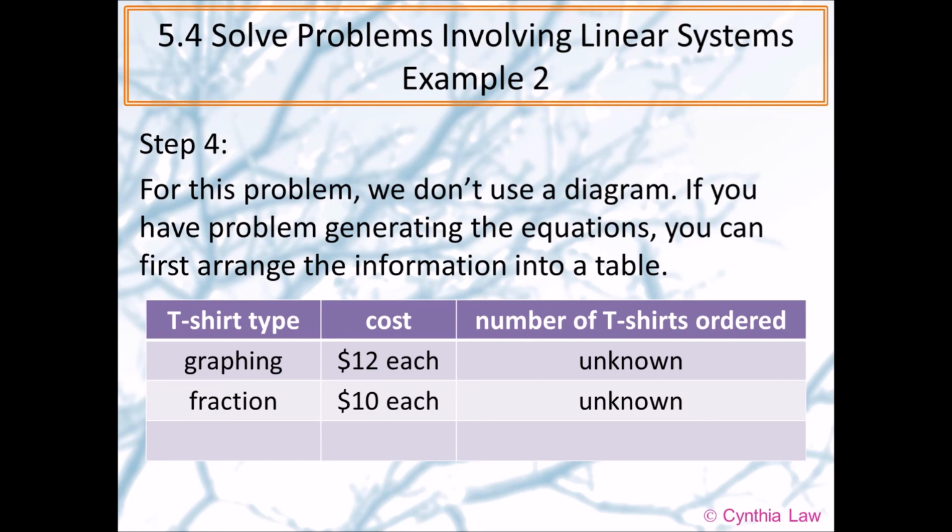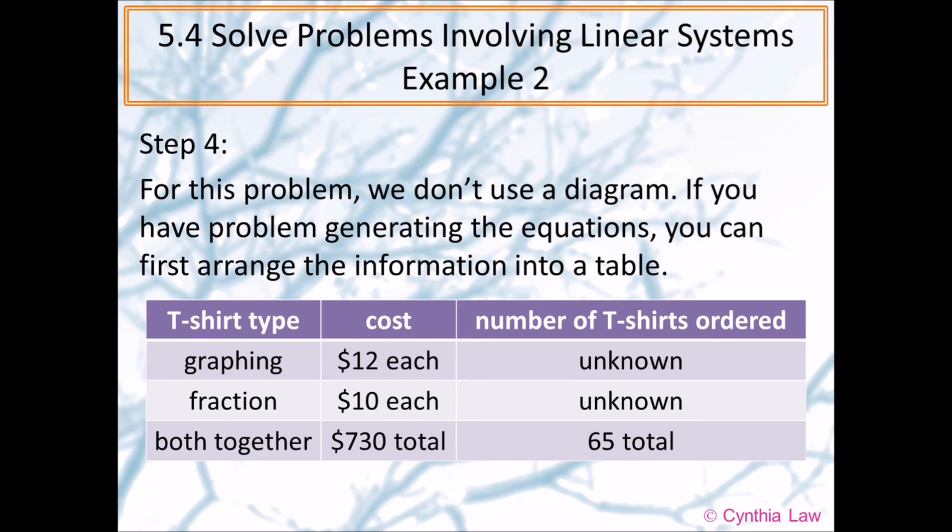And then what is the third column for? That's for the total. So if we look at both graphing and fraction t-shirts, then the cost, we know that is $730 in total, everything included. And we also know that there are 65 t-shirts being ordered. So this is our table of values.